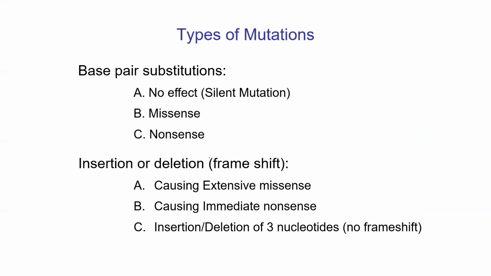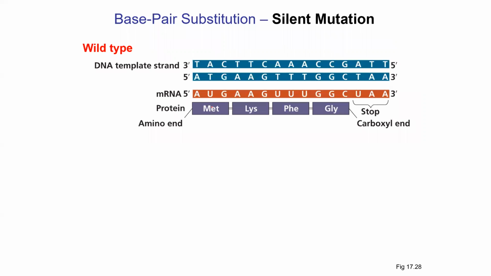So let's talk about these mutations. And I want to talk about the definitions of these mutations. So the sickle cell mutation was called missense. That's a mistake. And I'll explain what these mutations are in a minute. So let's talk about the first type. First type of mutation, the most common type of mutation, is something called a silent mutation.